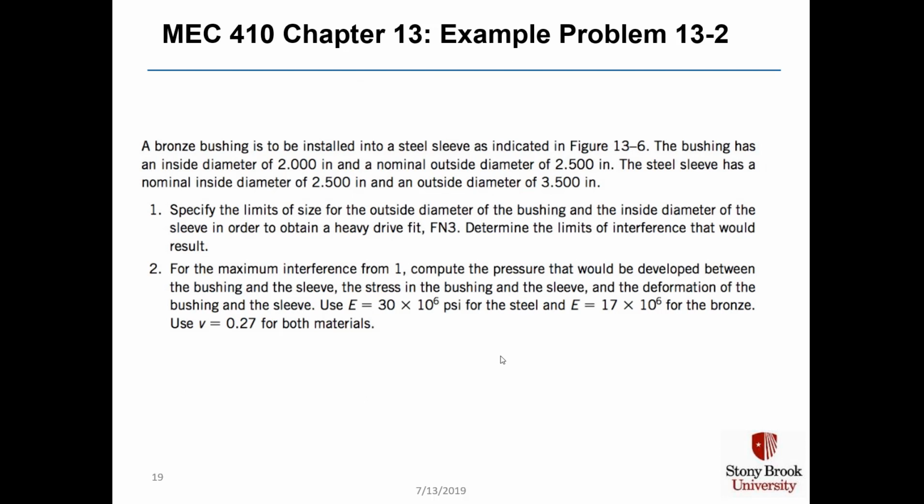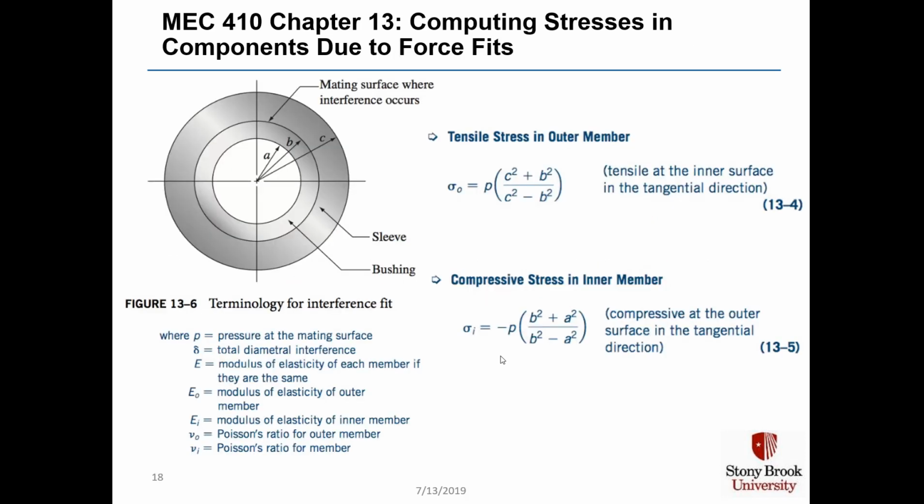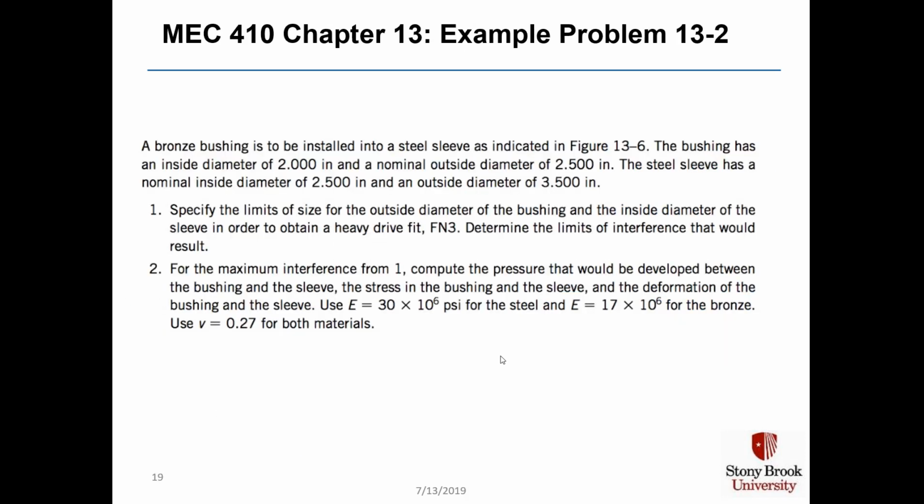Here's an example of how to use the equations. In problem 13-2, a bronze bushing is to be installed into a steel sleeve as indicated in figure 13-6. Here's figure 13-6. The bushing has an inside diameter of 2 inches, a nominal outside diameter of 2.5. The steel sleeve has a nominal inside diameter of 2.5 inches and an outside diameter of 3.5 inches. Specify the limits of size for the outside diameter of the bushing and the inside diameter of the sleeve in order to obtain a heavy drive fit, FN3, and determine the limits of interference that would result.